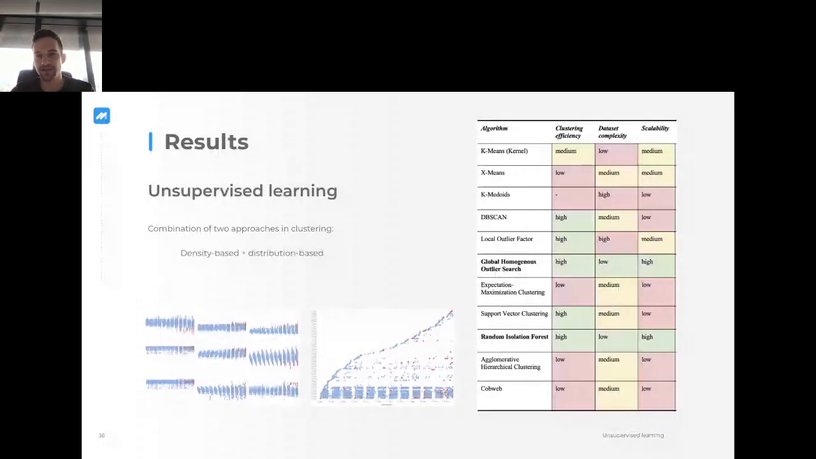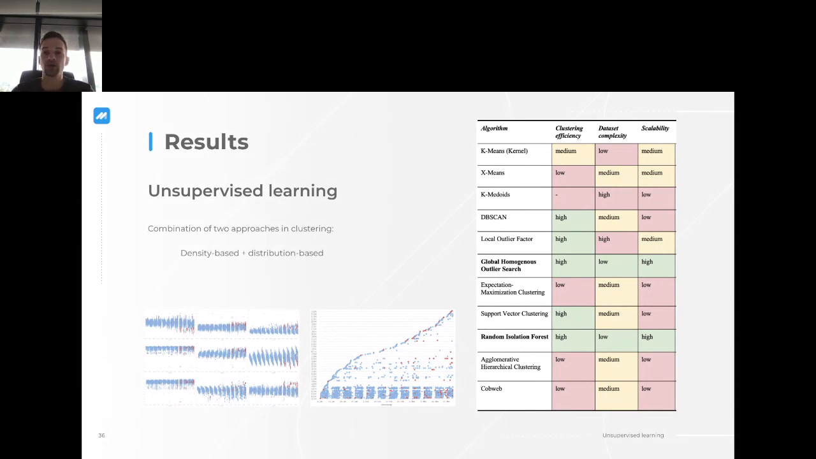In unsupervised learning, we tried out 11 different algorithms, and we tweaked the success measurement we want to achieve. So the first thing we considered was clustering efficiency: how the algorithm is able to cluster the data points that are similar to each other and make a huge distance between ones that are not similar to each other.